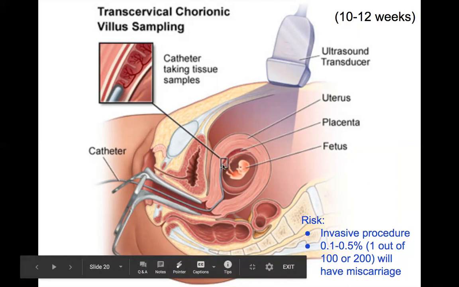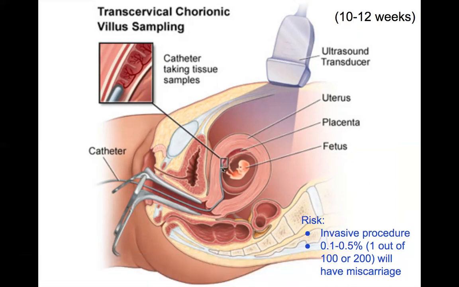Now, this particular area of the tissue is actually created from the baby's DNA. So when you take a small sample of it, you can then use it to perform a karyotype, and you can count the total number of chromosomes that the baby actually has. And if there is some form of trisomy, you can easily identify it using this particular technique.